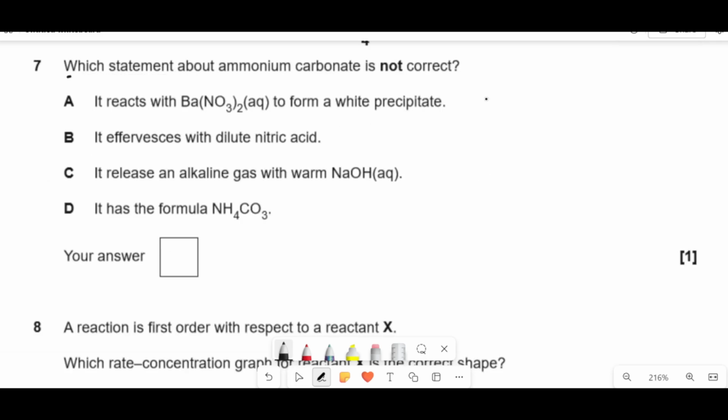Which statement about ammonium carbonate is not correct? So it reacts with barium nitrate to form a white precipitate. That is true. Carbonates tend to form white precipitates, so that one's out. And then if we have a look at the next one, it says it fizzes with dilute nitric acid. That is correct because it's a carbonate, so that's out. It releases an alkaline gas with warm NaOH. It will, because it's got ammonium in it. So it's got to be D, which is indeed incorrect, because it's CO3 2 minus, but this whole NH4 is NH4 plus, so we actually need 2 of them.